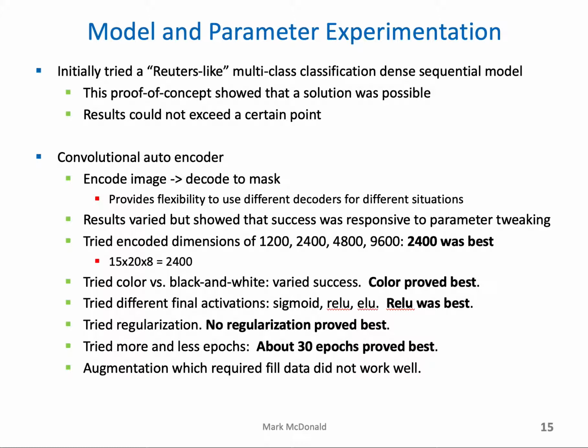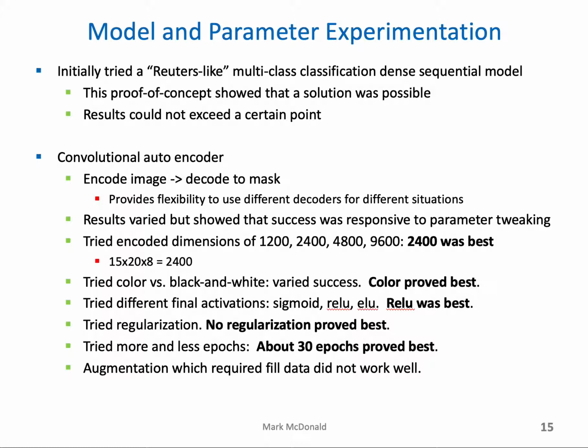I then decided to try using a convolutional autoencoder, which proved much more flexible. Basically, the idea is that we'll encode an image and decode it back into a mask. I tried making the encoding with several different sizes, ranging from 1200 to 9600. I found 2400 to be the best, which I thought was pretty large, but it was effective. Nonetheless, this might be something worth tweaking in subsequent efforts.